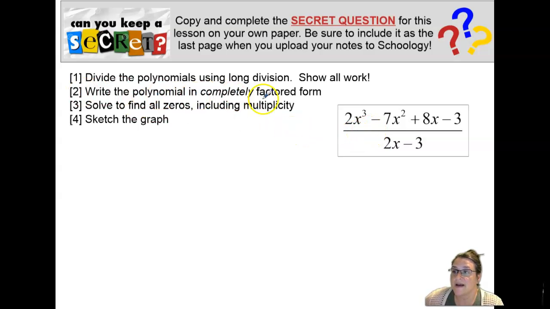Then you're going to need to factor that polynomial completely. That means your quotient will be a quadratic trinomial that you need to factor further. Okay, then once you've got it factored completely, solve to find all the zeros, keep an eye out for multiplicity, and then use that multiplicity to sketch your graph. If you have any bounces, wiggles, or crosses, make sure those are indicated in your graph. Don't forget the end behavior using the leading coefficient test, and that'll put everything together that we've learned so far in this unit.